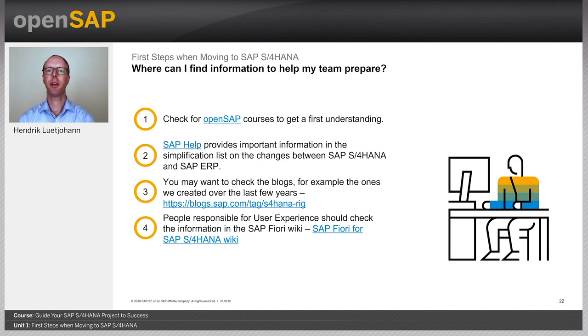The new user interface is a key change, and Jocelyn will cover this in more detail in her unit. The SAP Fiori Wiki is a very good place for anything related to the new user experience. So people looking for information about the new user experience should check the SAP Fiori Wiki.